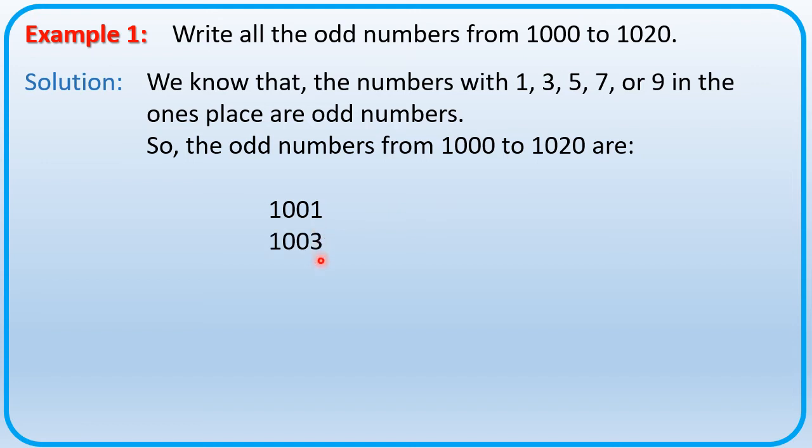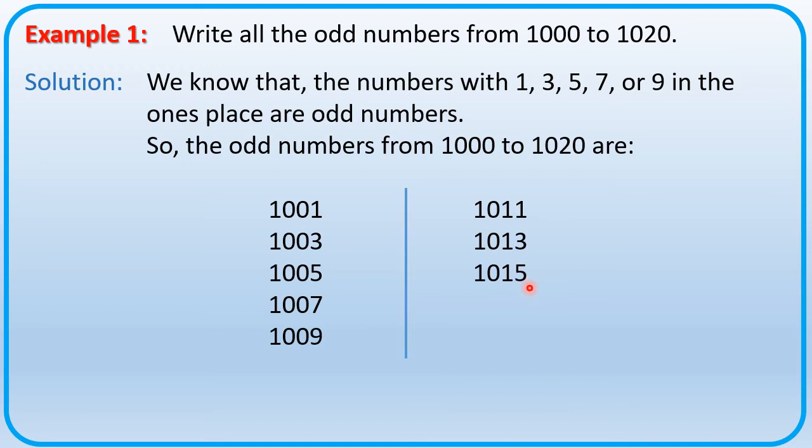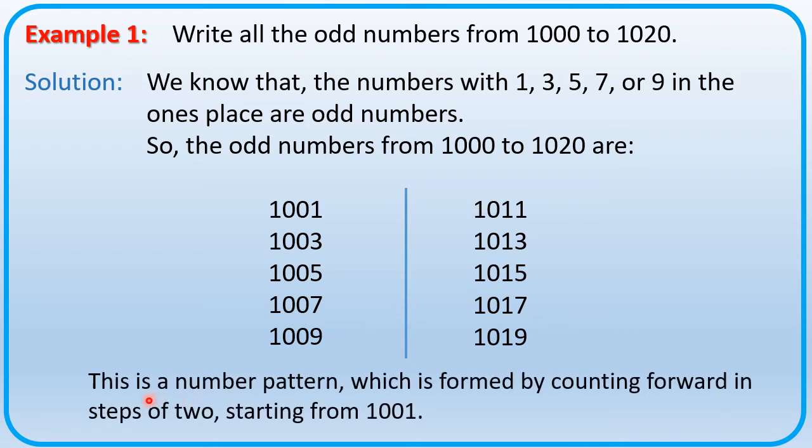1001, 1003, 1005, 1007, 1009, 1011, 1013, 1015, 1017 and 1019. These are the odd numbers from 1000 to 1020. This is a number pattern which is formed by counting forward in steps of 2 starting from 1001.